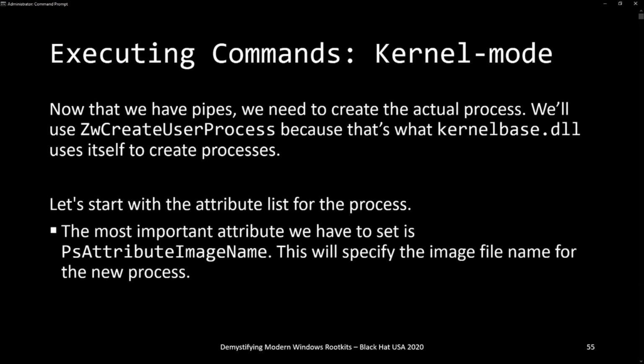So once we have the pipes, we just need to create the actual process, and we'll be using ZW create user process because that's what the kernel32 API uses itself. The first thing you need to do is generate an attribute list. Now, the attribute we're going to set is just a PS attribute image name, which represents the image file name for the new process.